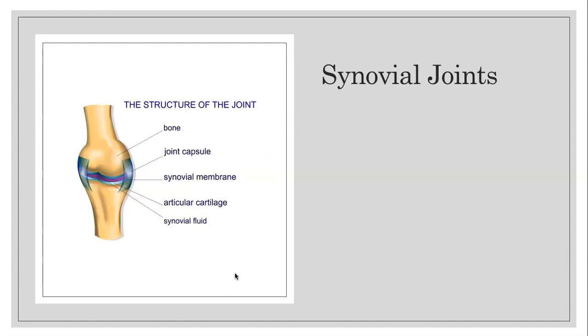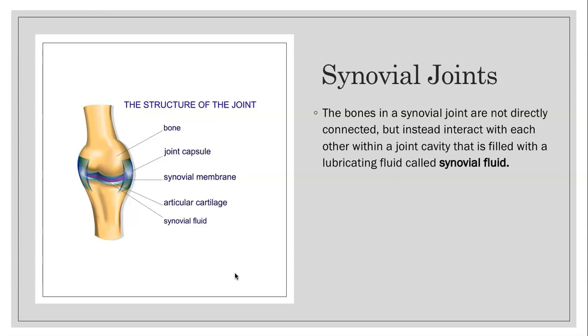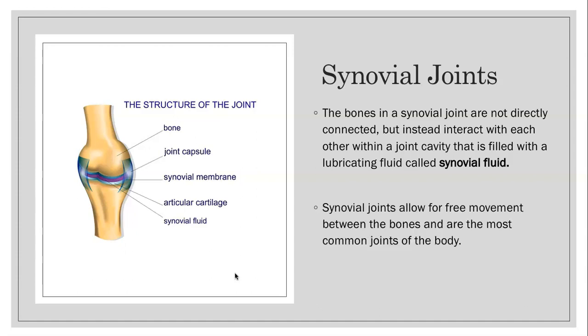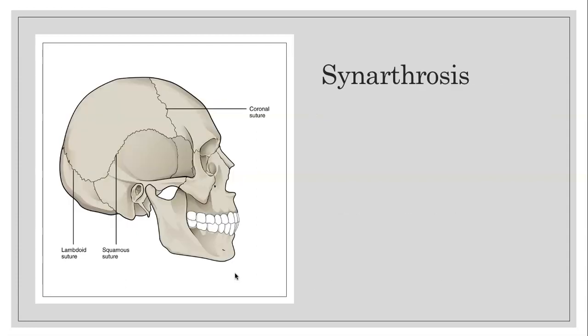The last type of joints are the synovial joints, and these are the most common. The bones in a synovial joint are not going to be directly connected to each other, but instead they interact within a joint cavity called a synovial cavity that's going to be filled with a lubricating fluid called synovial fluid. Synovial joints are the joints that allow for free movement between the bones, and like I said, they're the most common. You have them in your shoulders, your knees, your neck, your wrists, anywhere you can really think where you've got free range movement where two bones would meet. Those are the synovial joints.